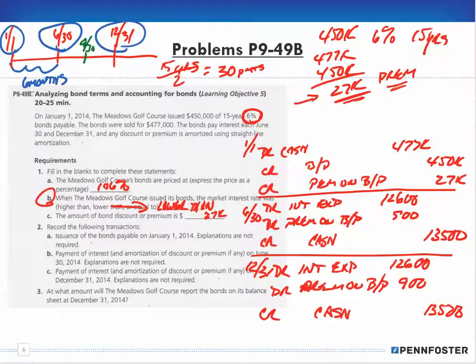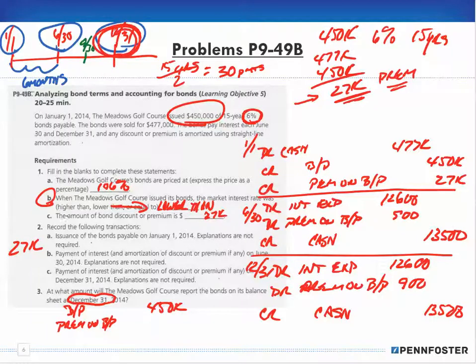Right? So 3, at what amount will the Meadows Golf Course report the balance on its balance sheet at December 31st, 2014? Okay, so on the balance sheet, in the liability section, you're going to have your bond payable account, and that's going to be the $450,000 that it was issued at. That's what you're going to owe 30 years down the road. And then you're going to have your premium on the bond payable, which is going to be the $27,000, and we're looking at December 31st here.